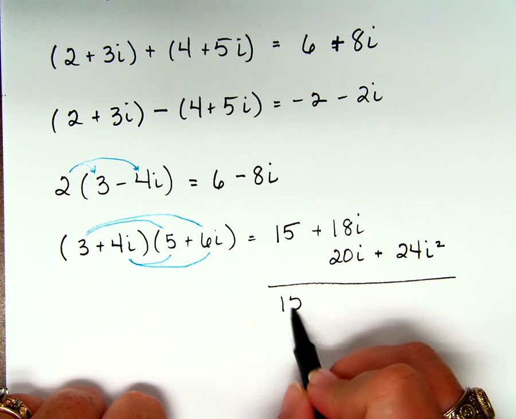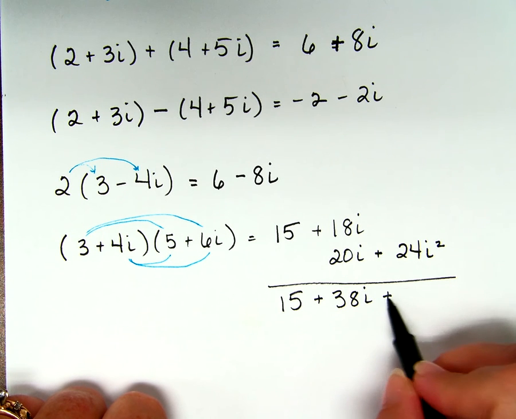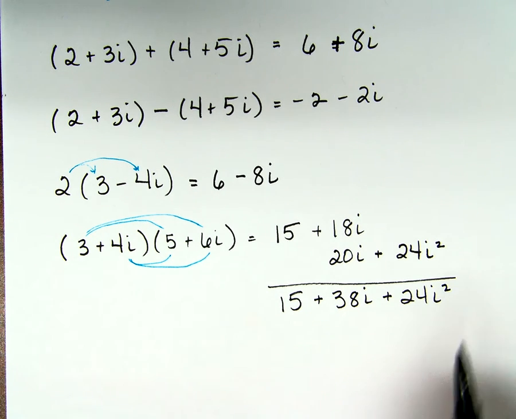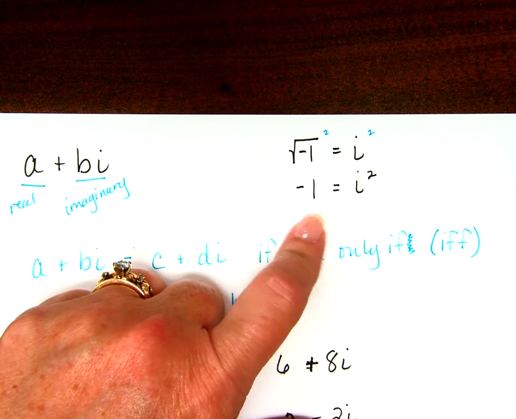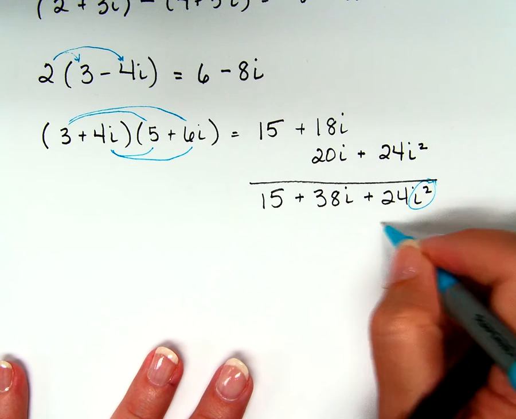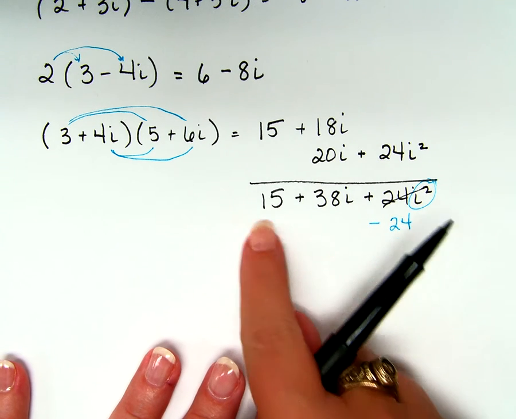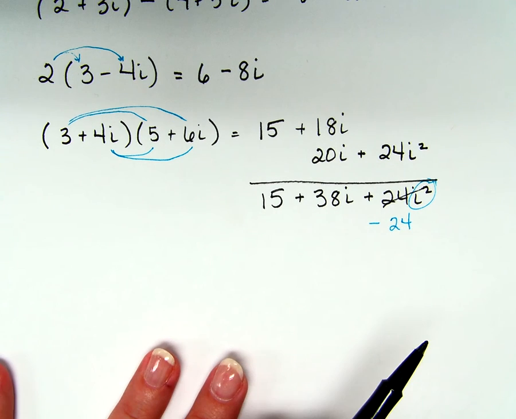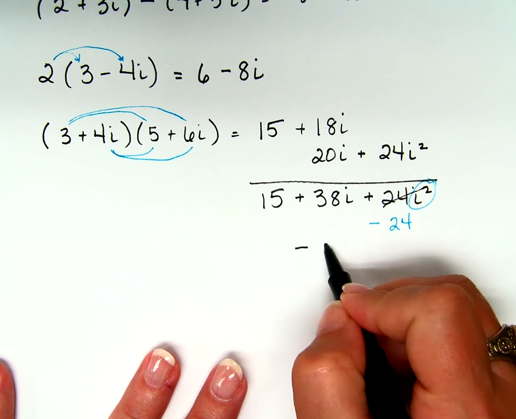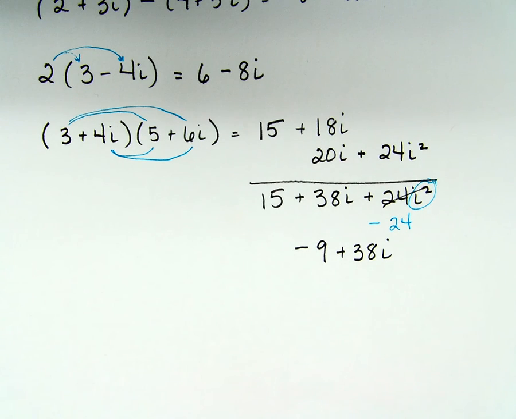So I have 15 plus 38i plus 24i squared. But what do we know about i squared? It's negative 1, right? If this is the same as negative 1, then this is really negative 24, isn't it? Okay? So then I have 15 minus 24. Yes?